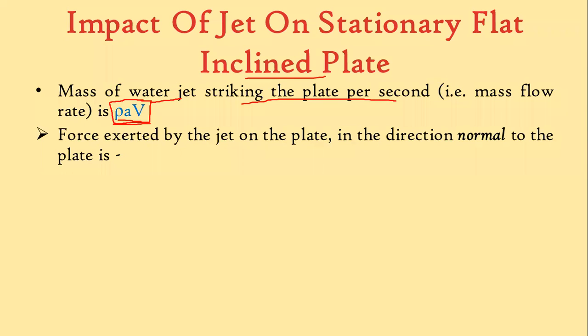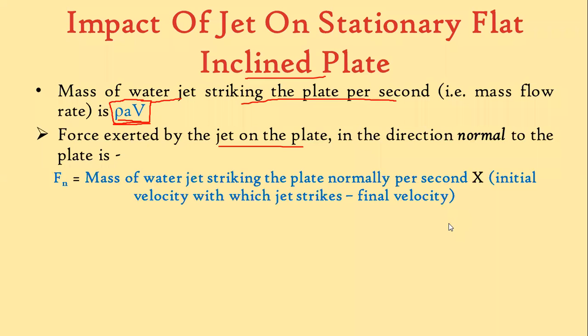Next, the force exerted by the jet on the plate in the direction normal to the plate. As I told you, what is our work? We have to find out the force in the direction of the jet, but for that first we have to find out the normal force. So for that purpose first we are finding out the normal force. Fn is equal to mass of water jet striking the plate normally per second into initial velocity with which the jet strikes minus final velocity.